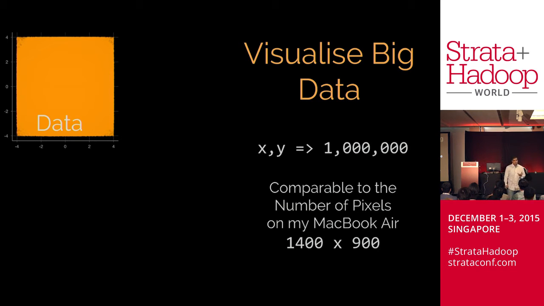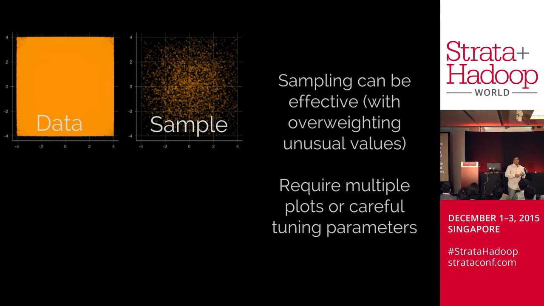So what can I do? If I'm visualizing, I can sample it. So sampling is one possibility. Sampling can be effective as long as I'm doing the right way of sampling. I'm overweighting for unusual values. I can probably get a sample and get a sense of the map, right?